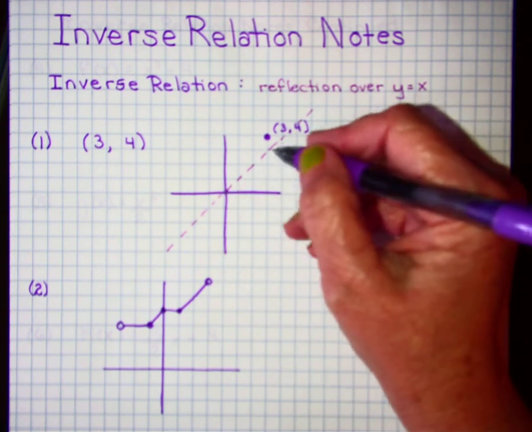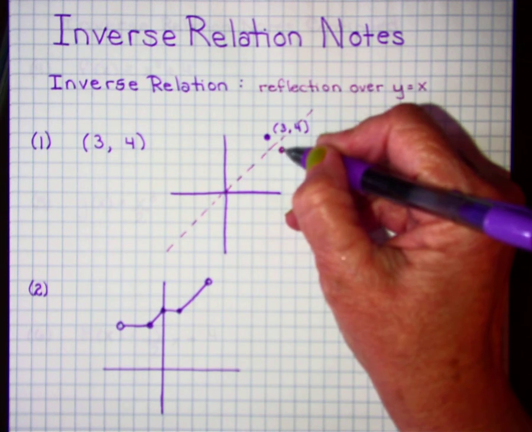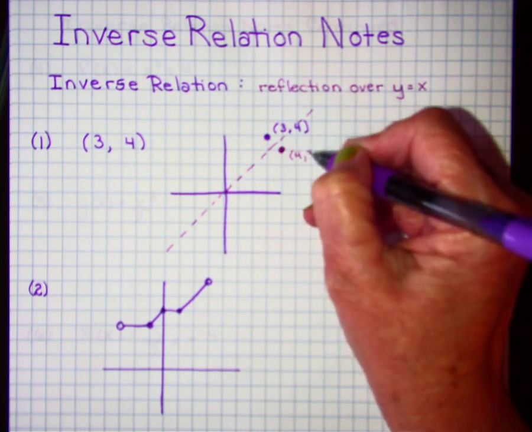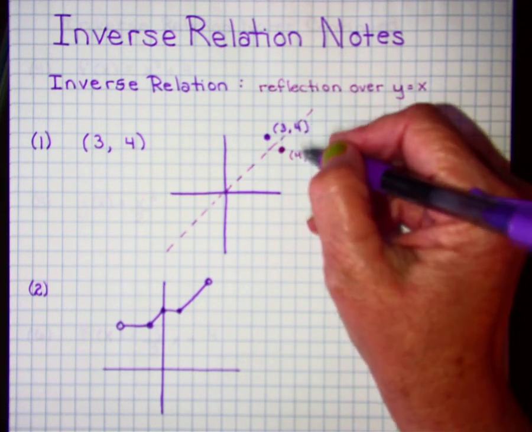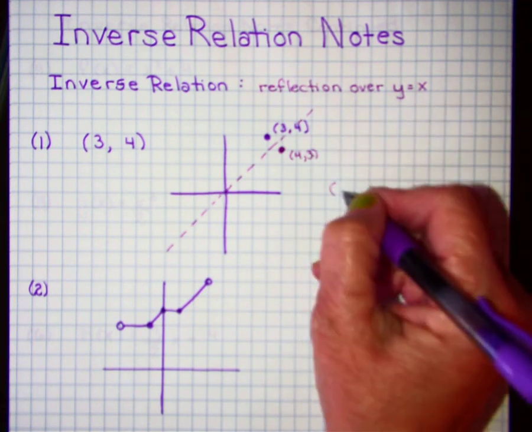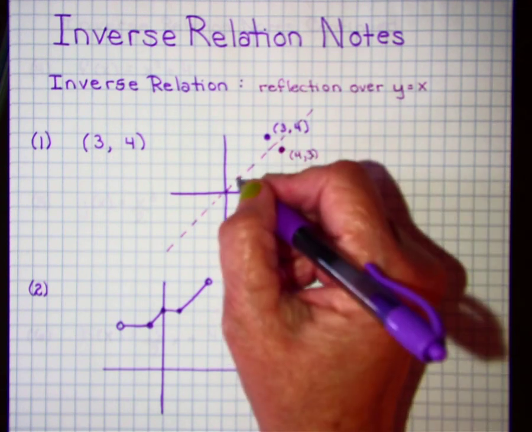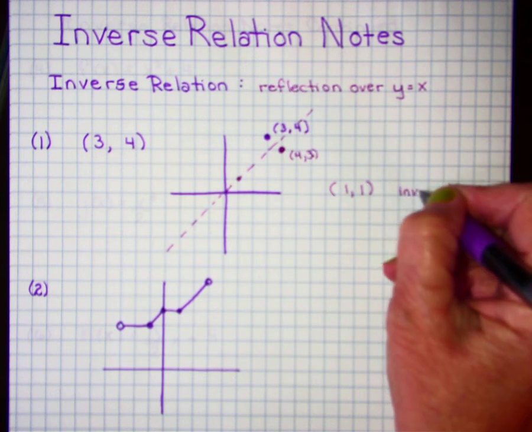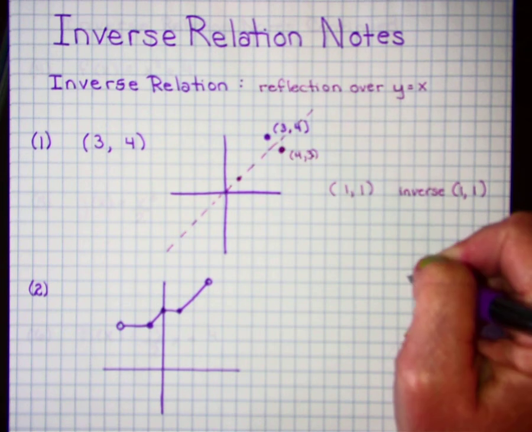Okay? And so if I look at the point 3, 4, if I'm going to reflect it, it will be right here. And that's at the point 4, 3. And so what ends up happening is our y becomes our x and our x becomes our y. And so if I had the point 1, 1, because it's on the line that we're reflecting, its inverse is itself, is 1, 1, okay?